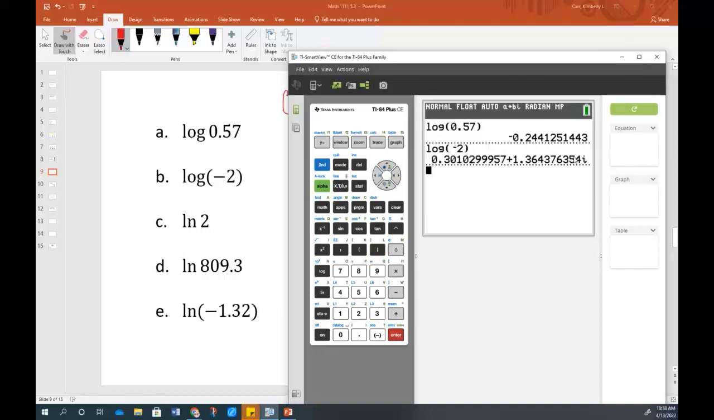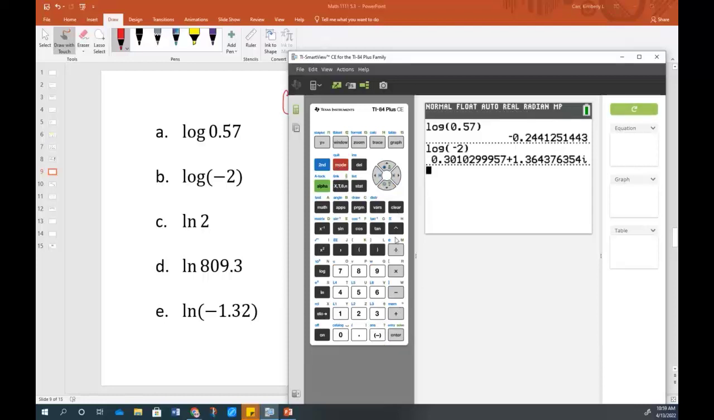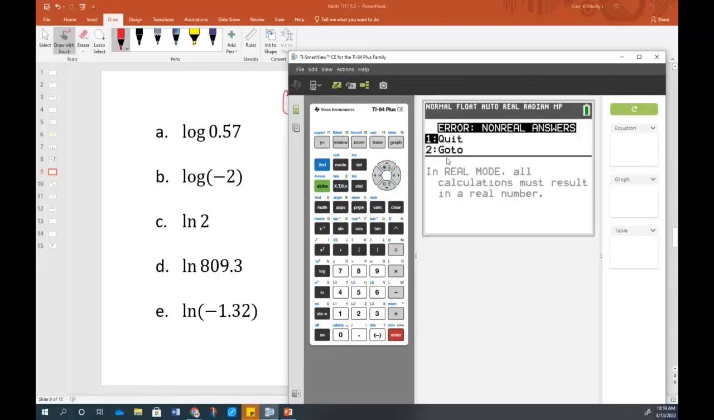Oh, do you see this I? That's because my calculator is set in imaginary. So if I go back and I just set this in real numbers, and I redo that problem, notice it tells me an error. That's because it's not real.